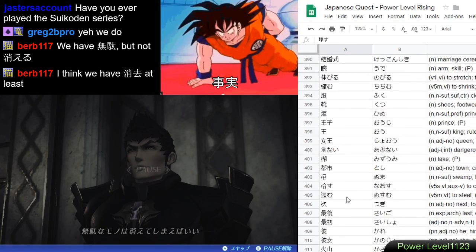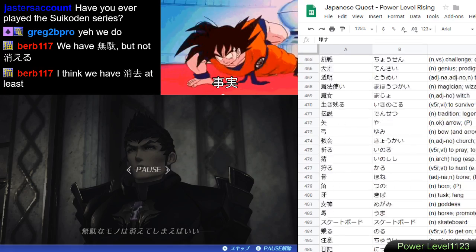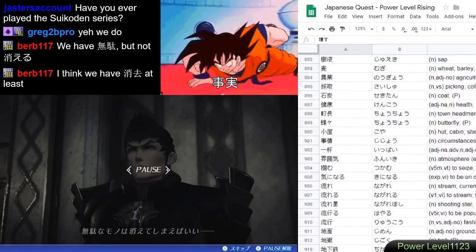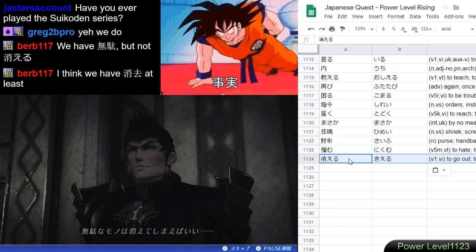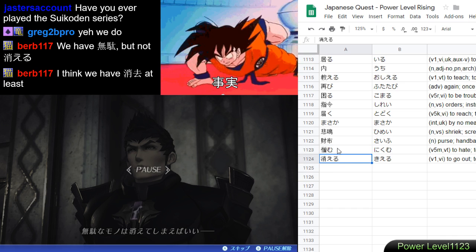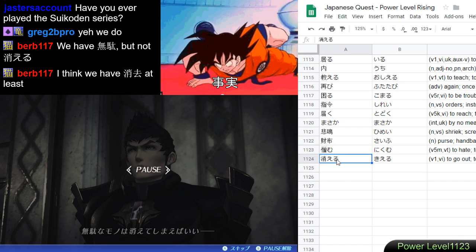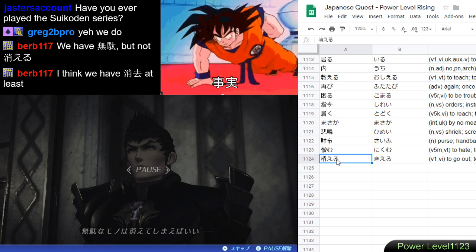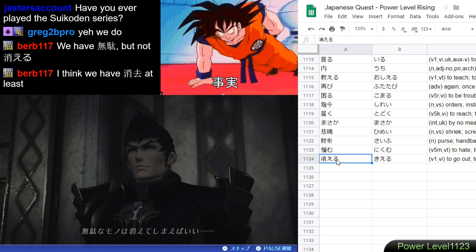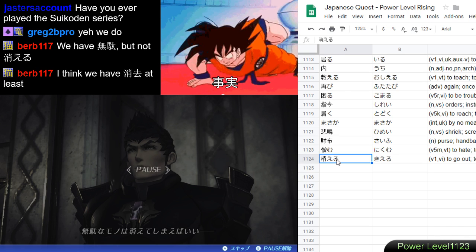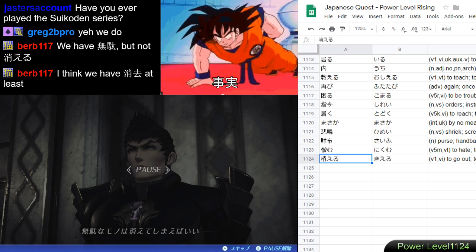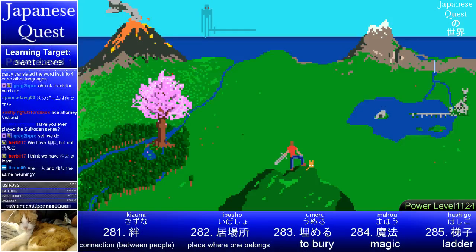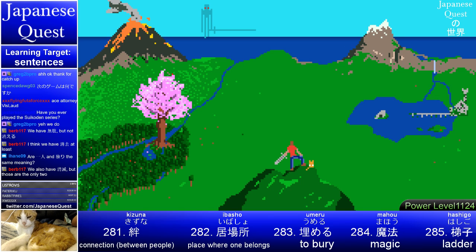So we copy and pasted that earlier. Let's go down a bit faster. We have a lot of words here. Let's make our power level go up. Kieru. To go out, to disappear. Any other words there? Nope, those other words we should pretty much have. Let's make our power level go up though. What does the scouter say about his power level? Power level is now 1,124.